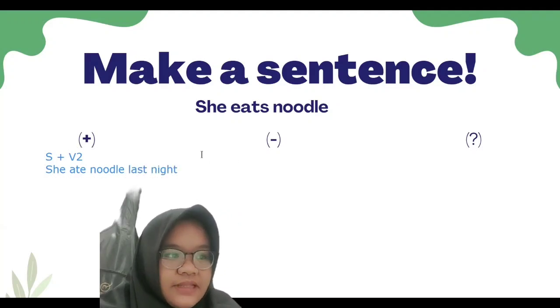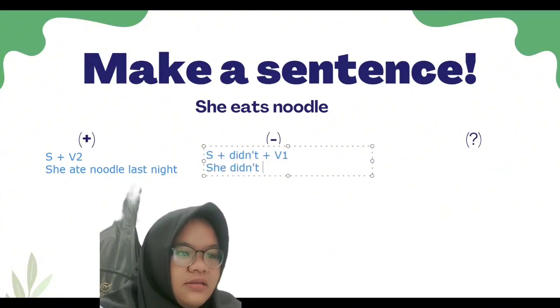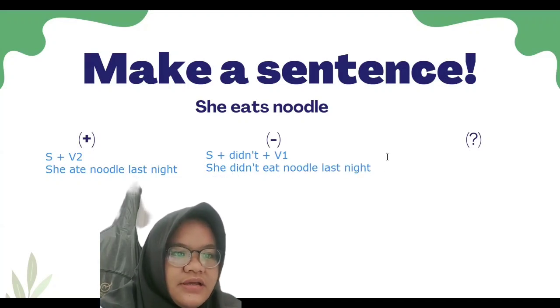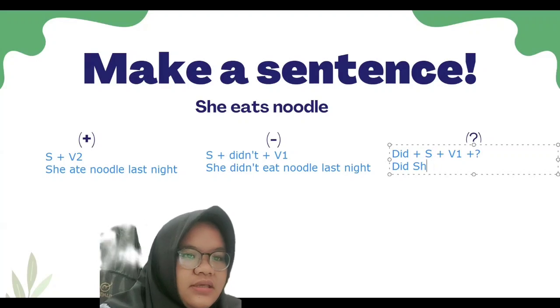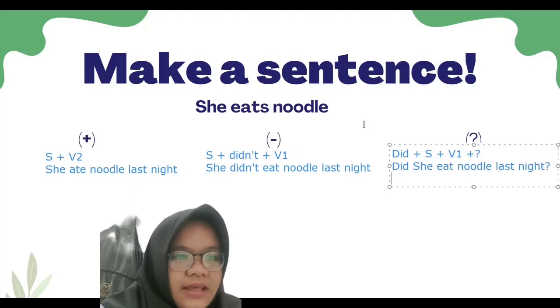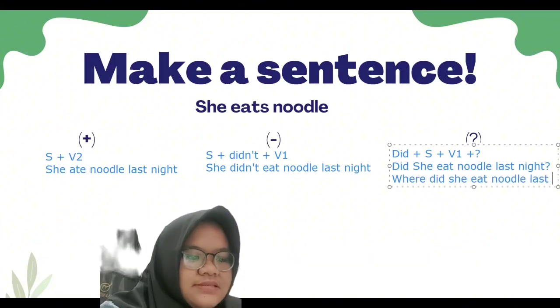Okay, now how about the negative sentence? The form is subject plus did not or didn't, and then verb 1. So it becomes she didn't eat noodle last night. Okay, and then as for the interrogative sentence, the form is did, subject, and verb 1. So it becomes did she eat noodle last night? Or if you want to put the WH question, we can put it in front of, such as where did she eat noodle last night?